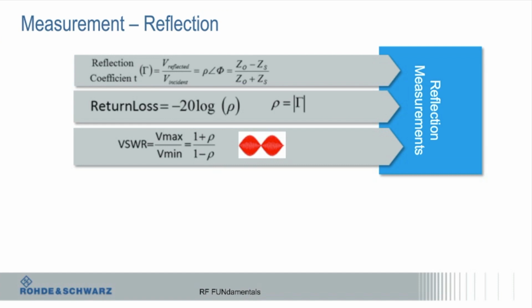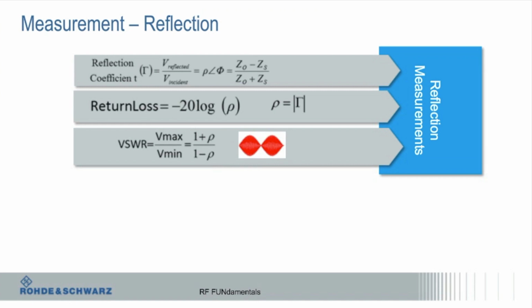Okay, so reflection. When you're measuring a reflection, you're really measuring how much of that wave bounces back from my mismatch. When I do that, there are different ways of representing it mathematically, and depending on who you talk to, different people have different nomenclature, as you all well know.